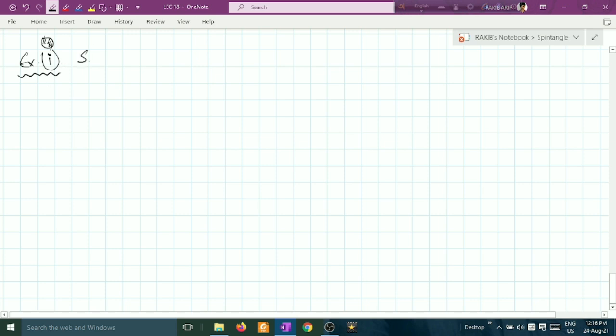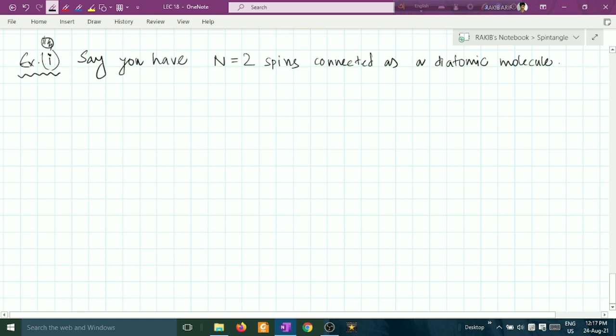You have n equal to 2 spins connected as a diatomic molecule. Calculate the partition function. So this is our question. Now, what you have to do in this case? These are the examples, not the actual problems.